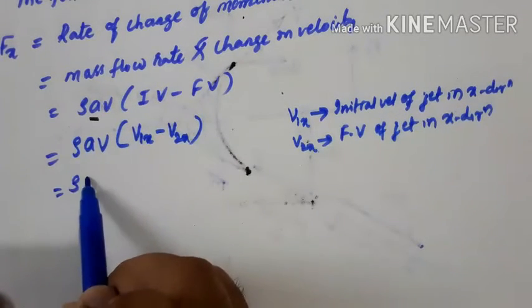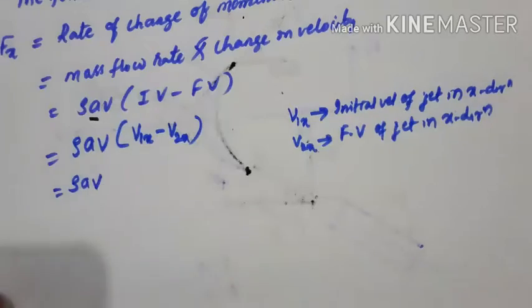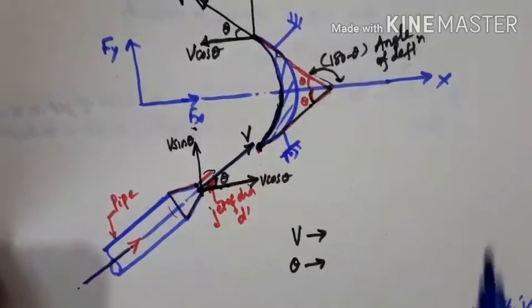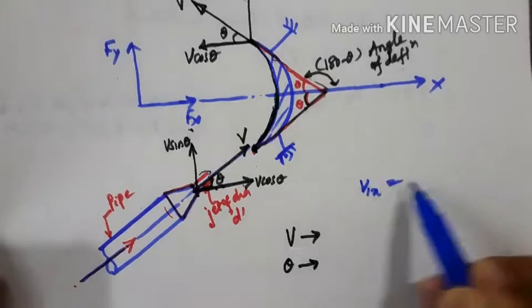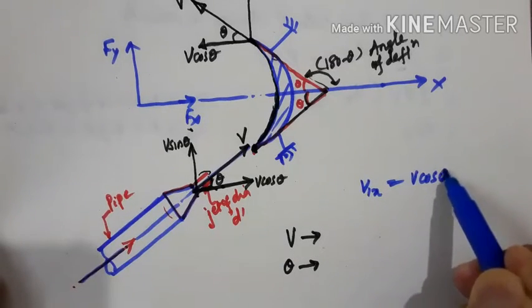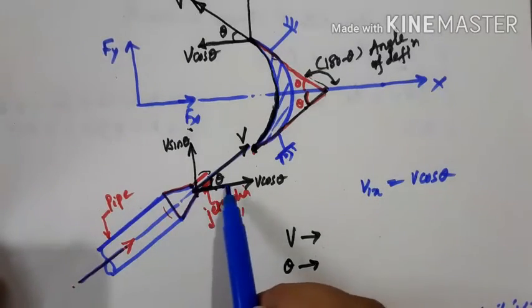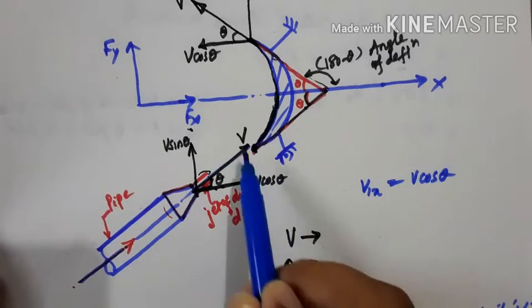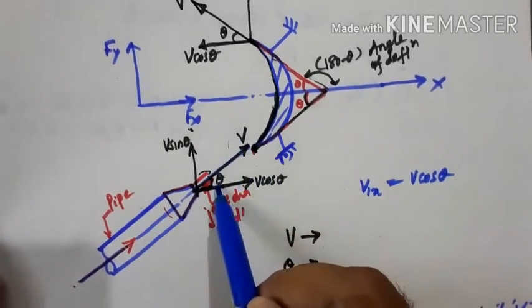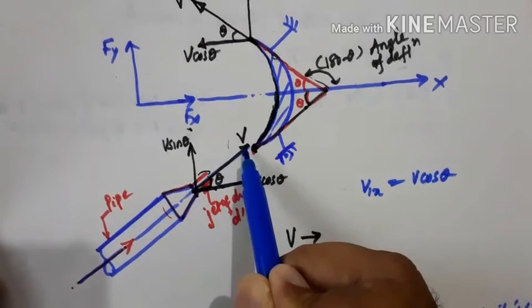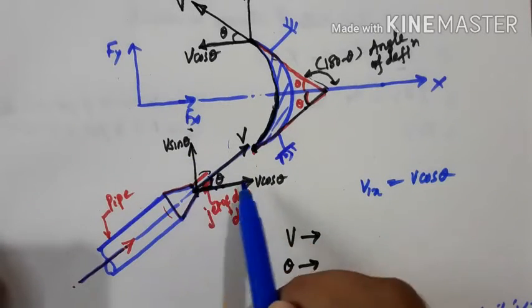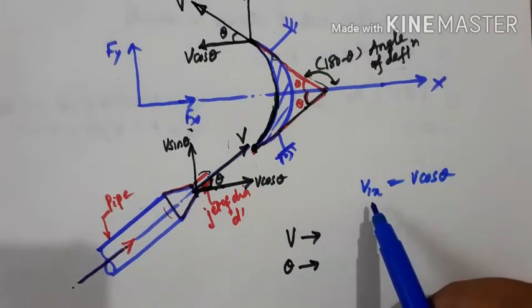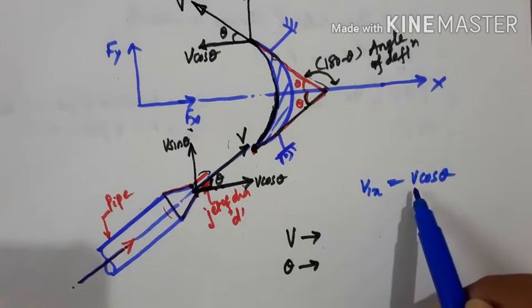Now, referring to the figure, what is v1x in this case? The v1x will be v cos theta, because we want the velocity in the x direction. This is the velocity, making an angle of theta. When I resolve this resultant velocity, I get two components, one in the y direction and the other in the x direction. But I want the velocity in the x direction, that is v1x, v cos theta.